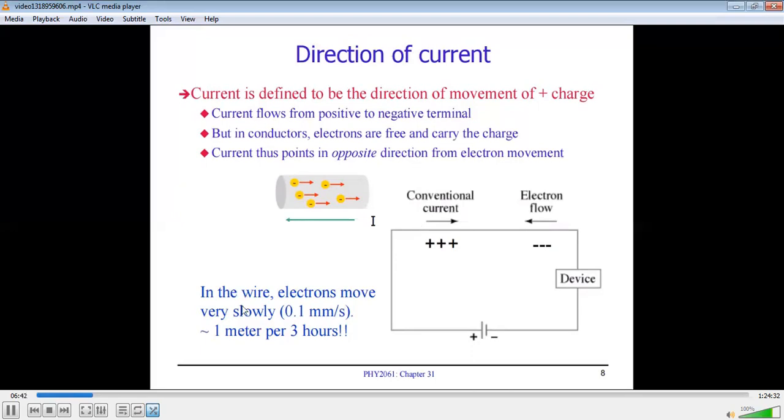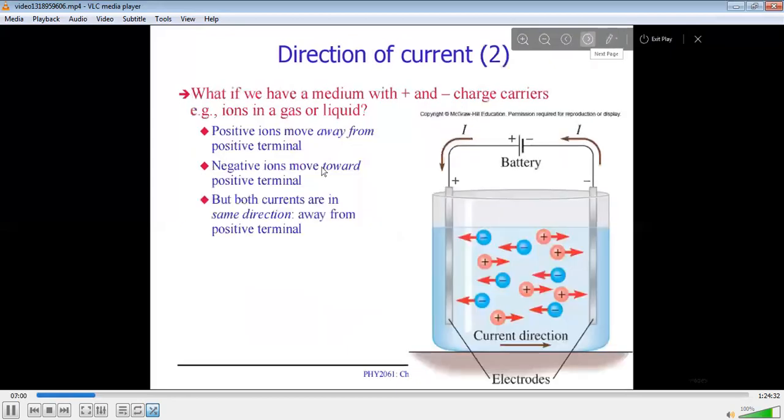In the wire, electrons move very slowly. That means 0.1 millimeter per second. That means 1 meter per 3 hours. So an individual electron will pass through like this. Now, what if we have a medium with positive and negative carriers, ion or gas or liquid? Positive ion moves away from the positive terminal. You must know in electrodes, electrolytic theory, positive ions move away from the positive terminal. Negative ion moves towards the positive terminal, but both currents are in the same direction, away from the positive terminal.